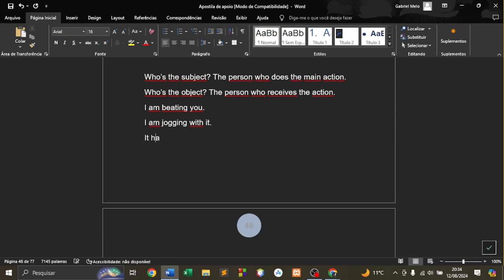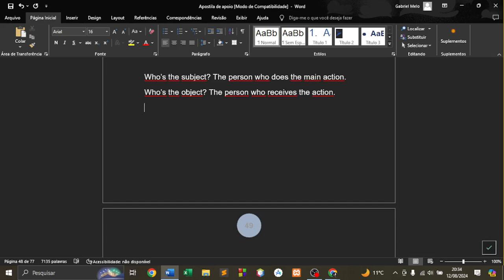It has eaten her. Come on. Okay. It is the subject and her is the object. Exactly. So let's go. You may have already realized that we have different pronouns for the two different roles, right?